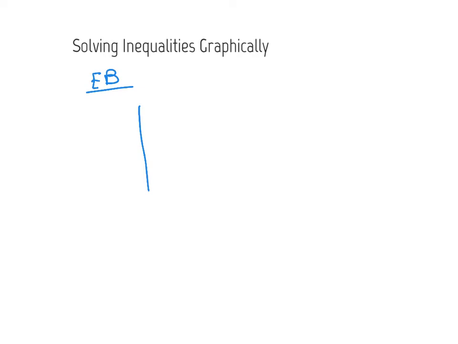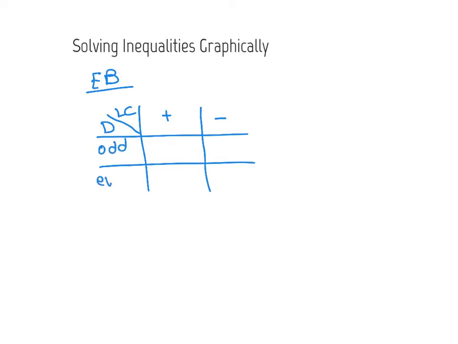So for me to decide what the end behavior of a certain function is, I need to look at the sign of the leading coefficient. It could be positive or negative. I also need to look at the degree of that polynomial. Is it odd or is it even? If it is a positive odd function, then it will be going down up. If it's a positive even function, it will be going up up. If it's a negative odd, it would be going up down. If it's an even negative function, it will be going down down.